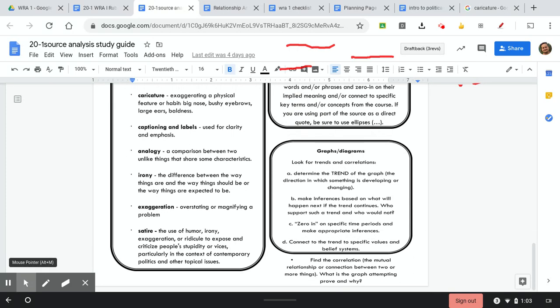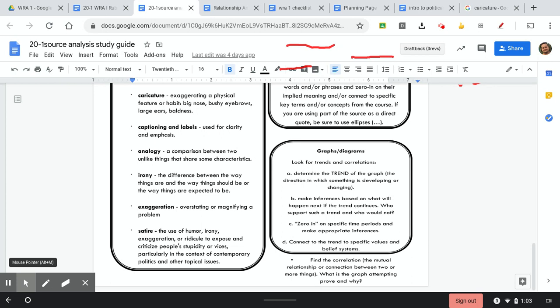What if you get a graph or a diagram? Look for trends and correlations. Determine the trend of the graph, the direction in which something is developing or changing. Make inferences based on what will happen next if the trend continues. Who supports such a trend? Who would not? Zero in on specific time periods. Make appropriate inferences. Connect the trend to specific values and belief systems. Find the correlation. So what is the graph attempting to prove and why?